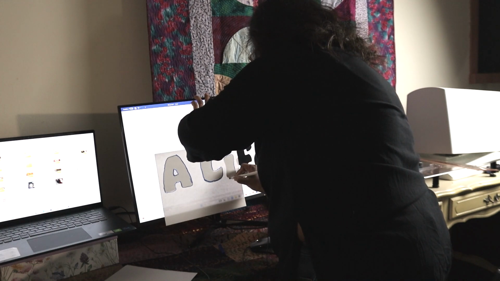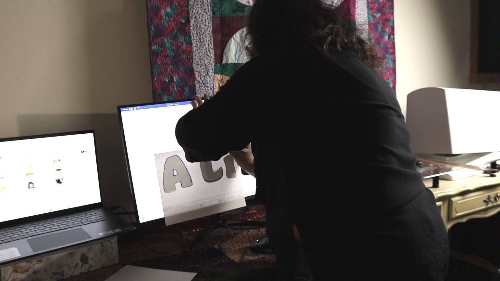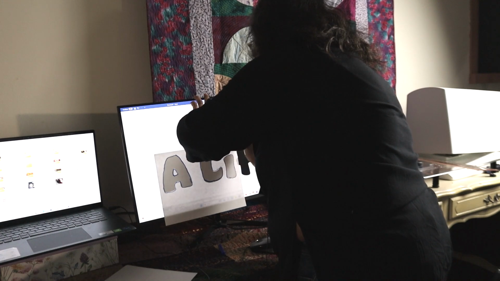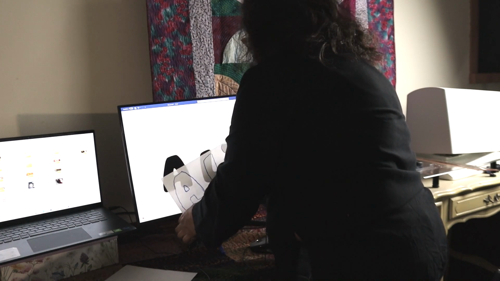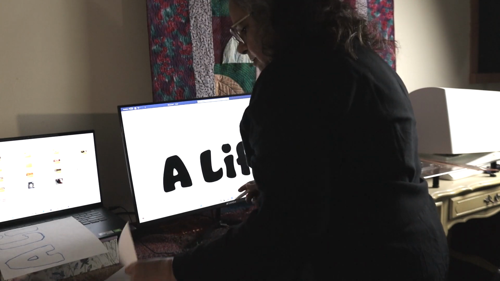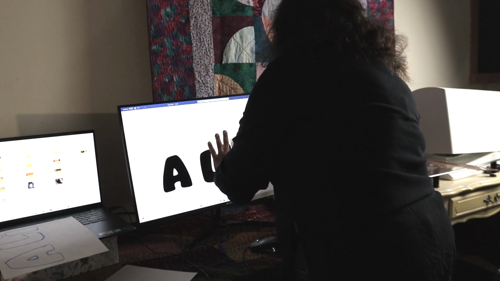I'm having a hard time scrolling on this monitor because I don't have my mouse pad with me, and also because usually my monitor is on the other side of the computer. This is a different setup for me. I moved the computers into the sewing room because that's where the camera is.